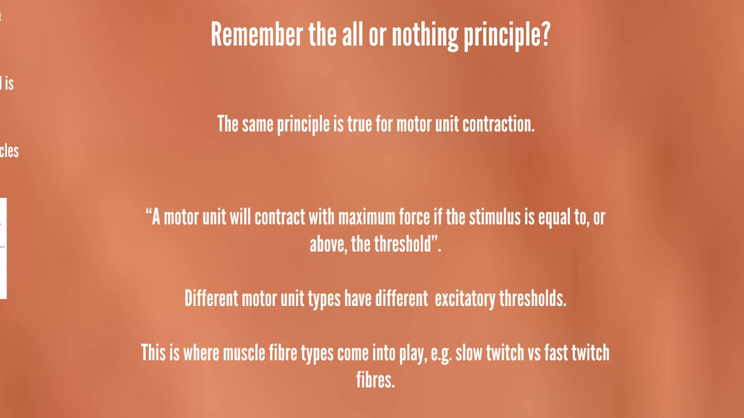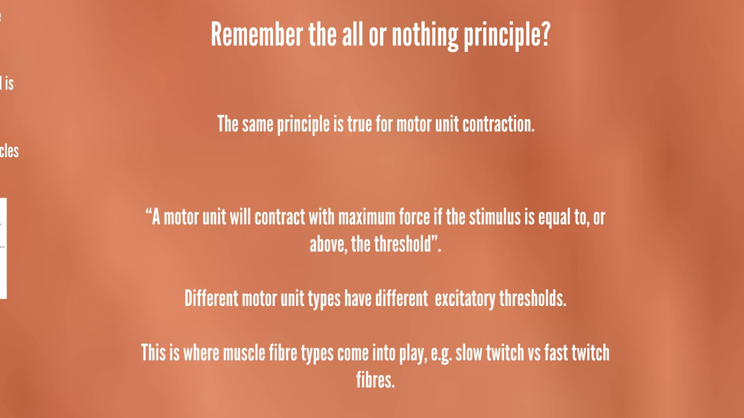So if each motor neuron has its own threshold, then it makes sense that the slow twitch fibers that we have in our body that we use for endurance type events would be more efficient. And therefore, we'd want to utilize them more for tasks that are a little easier on the body. And that way we don't chew through our energy reserves so quickly.